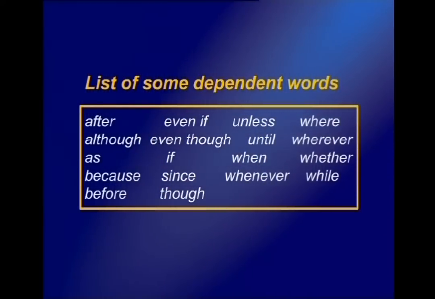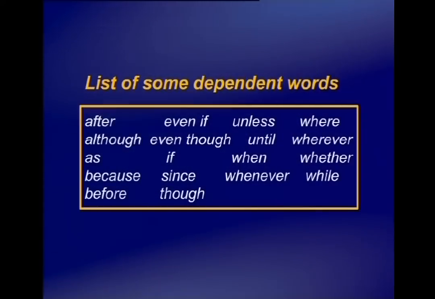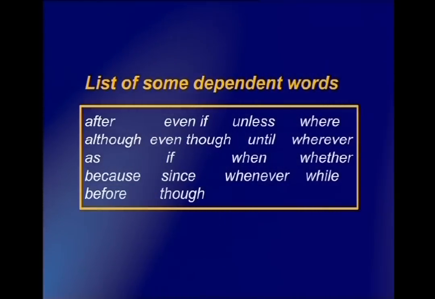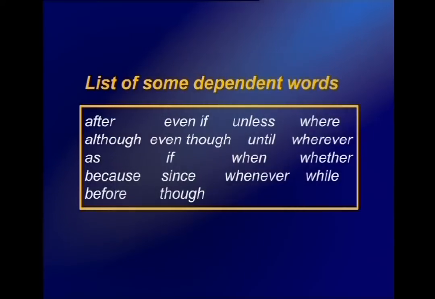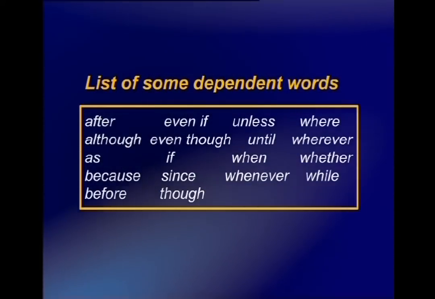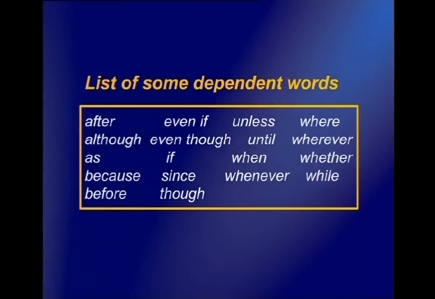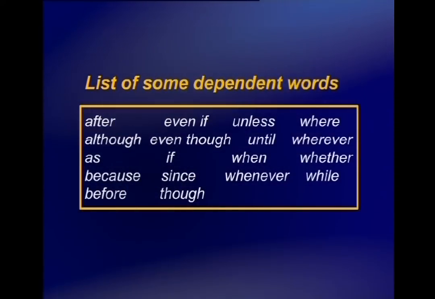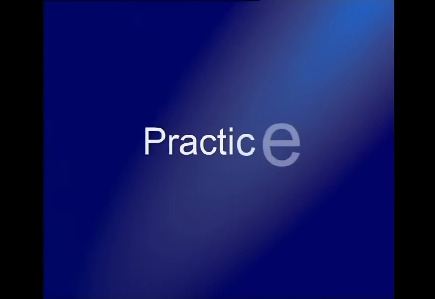There is a list of dependent words. These are some of the dependent words, and you are all familiar with them. After, although, as, because, before, even if, even though, if, since, though, unless, until, when, whenever, where, wherever, whether, and while. Right? Now we will practice so that you get an idea of how complex sentences are written.